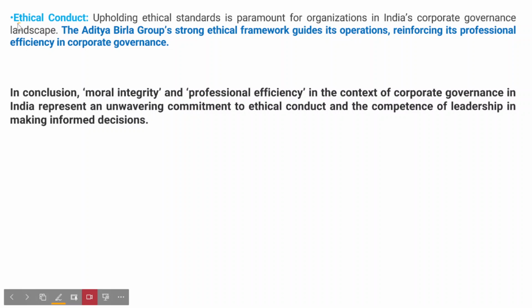Now, after that, professional efficiency will also further enhance the ethical conduct of any organization. For example, you can write about the Aditya Birla Group. This Aditya Birla Group has actually maintained a strong ethical framework, even in its operations and its professional conduct. Because of its strong ethical framework, it has resulted in overall professional efficiency in corporate governance.